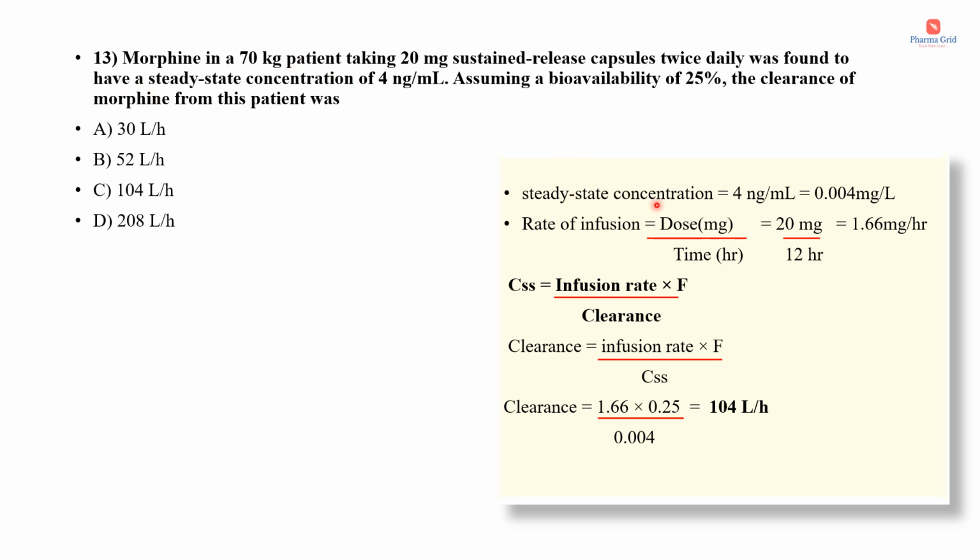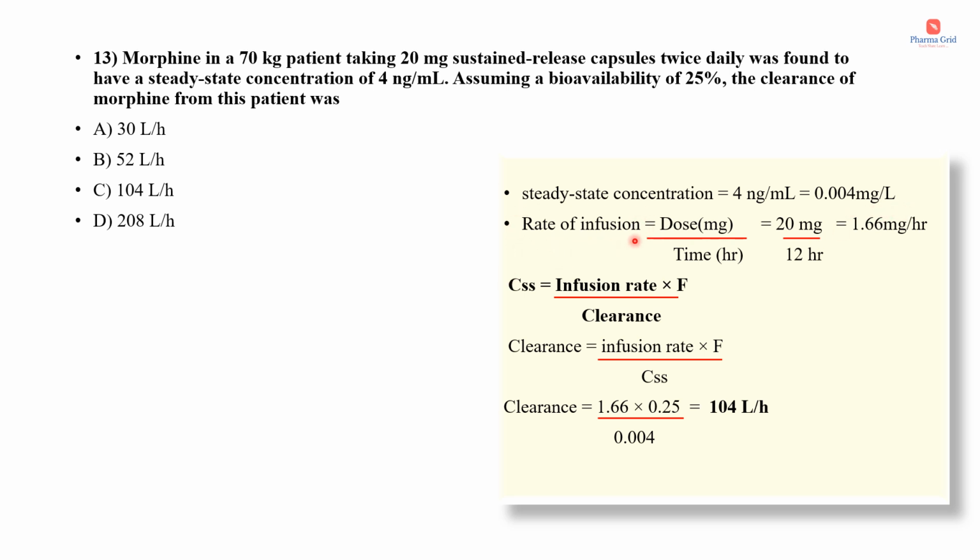So, steady state concentration is given in nanogram per ml. It should be converted to milligram per liter. So, in order to convert this nanogram to milligram, divide this value by 1000. 4 divided by 1000, we will get it as 0.004 milligram per liter. Okay, now calculate the rate of infusion.